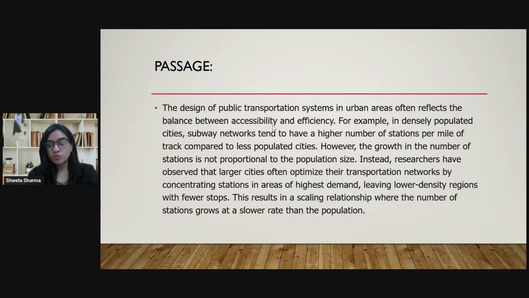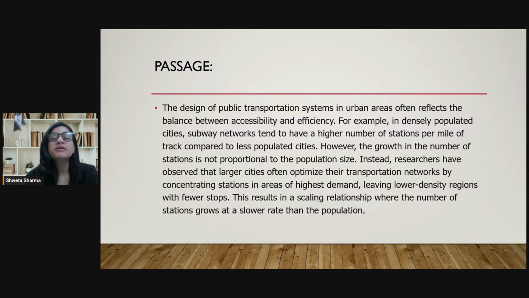So what is the main point of discussion here? We're talking about the architecture of public transportation systems. It says urban areas often reflect a balance between accessibility and efficiency, like how accessible our place of work could be from our homes. Efficiency in terms of how easy it is to reach that particular place.